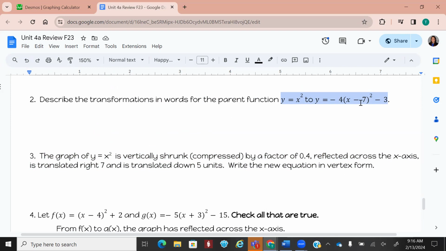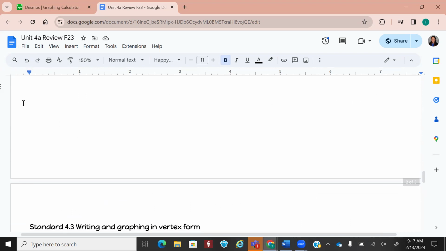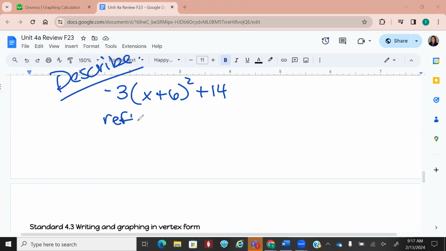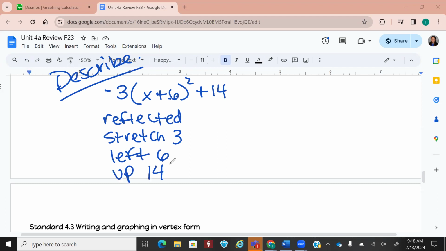More examples on the equation, where we have to describe the transformation. So like from this to something else. Okay, give me one second. If I have this, describe the transformation. Right, so the first thing that you want to mention is that it's reflected. Next thing you want to mention is that it's a stretch. The +6 inside the parentheses means that it's going to move left 6. And then the +14 on the outside is going to mean up 14.